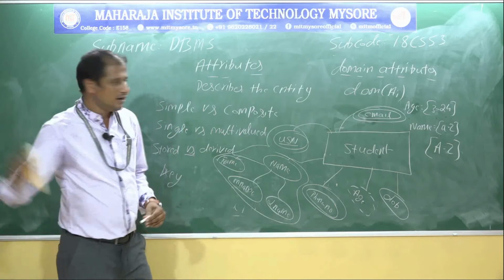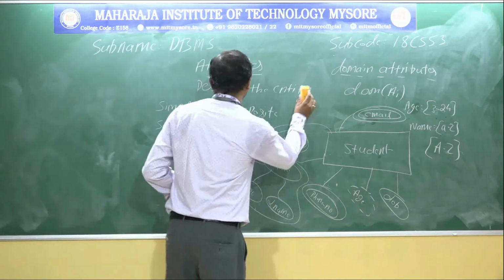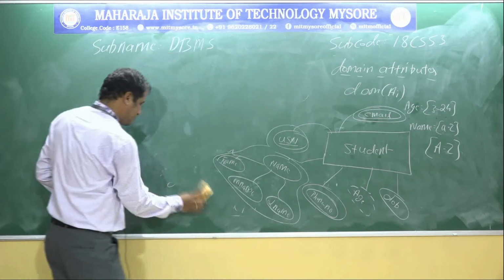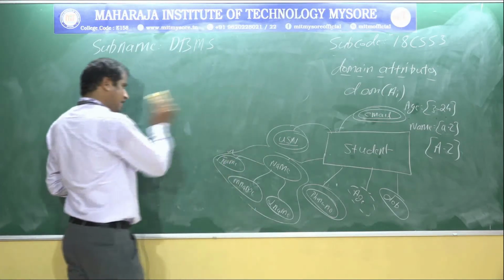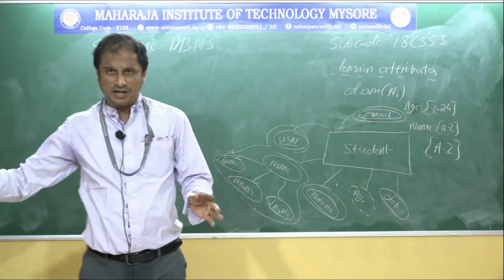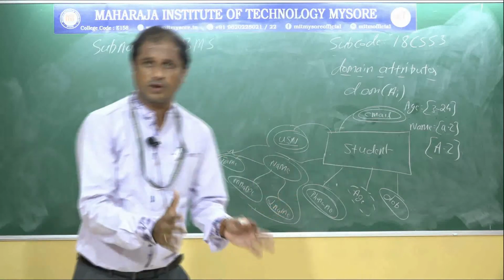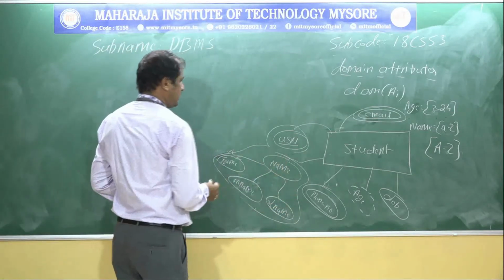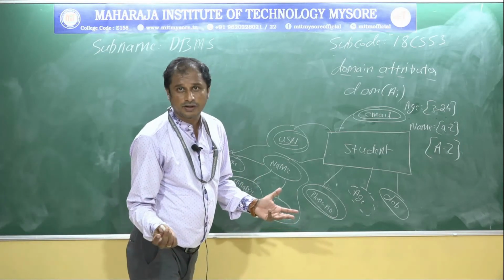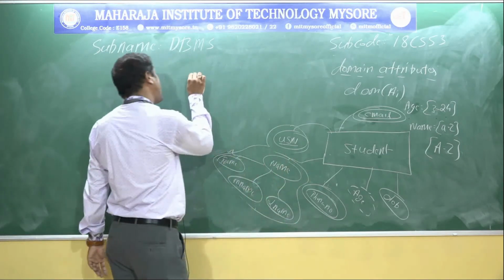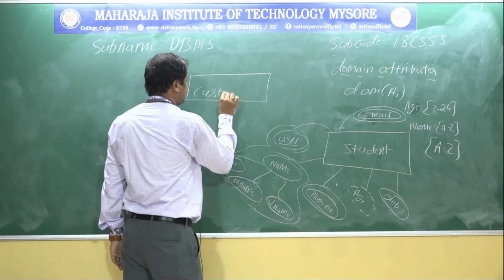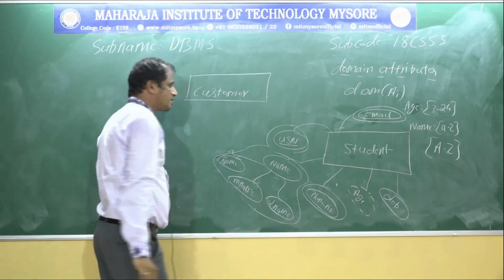I'll show another example where you can specify the attributes yourself. So what are the attributes that I have to specify? Once you see the entity with the types of attributes, you will automatically want to specify them. Okay, I'll take another example, maybe a customer in a bank database.